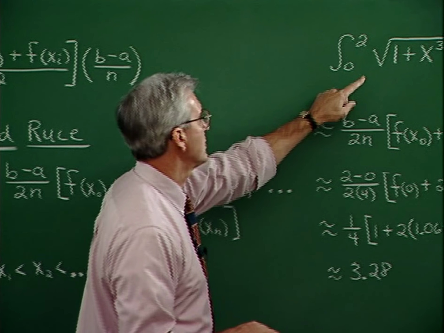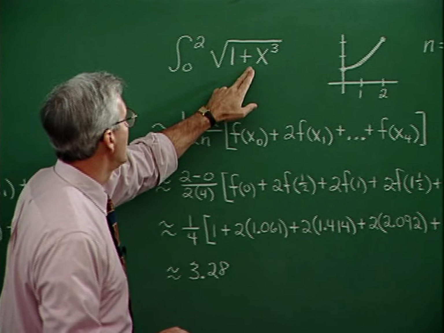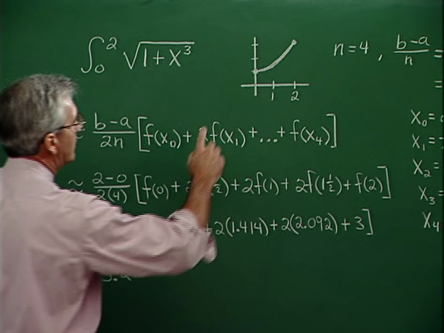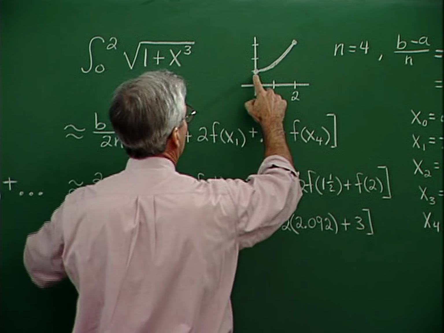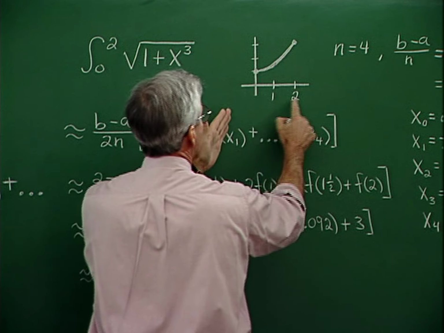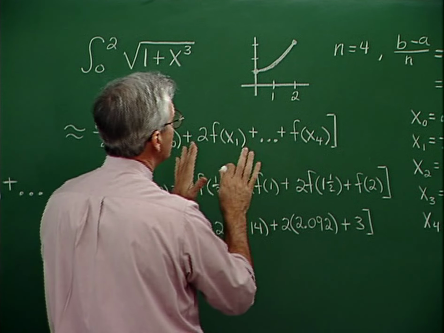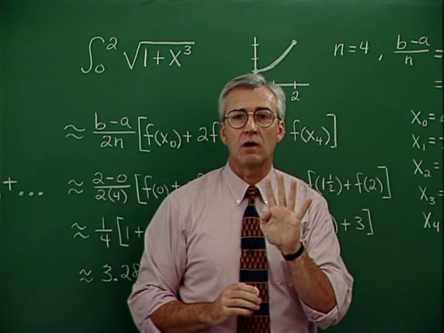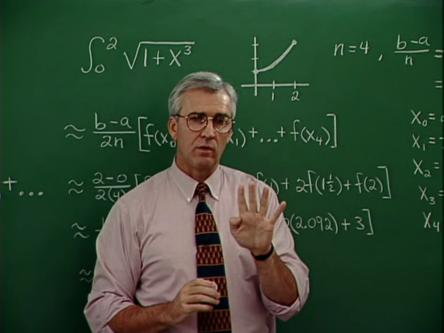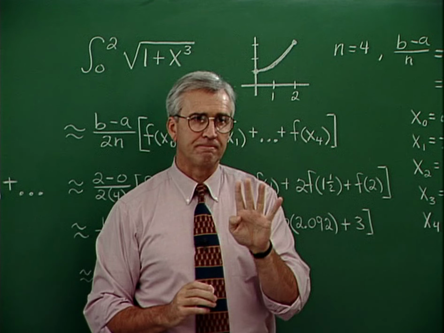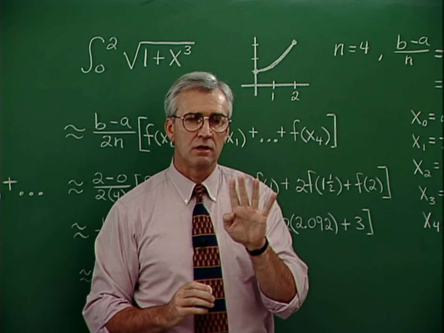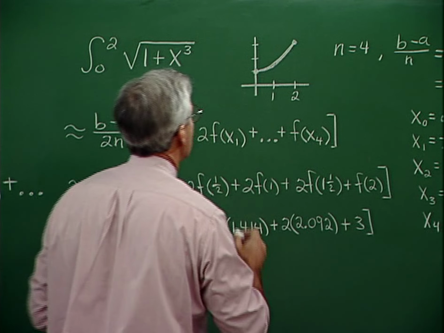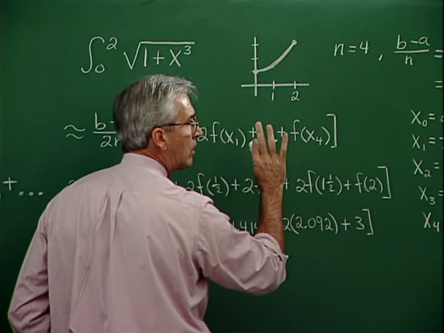Let's consider this function that we talked about earlier, the square root of 1 plus x cubed over the interval 0 to 2. Now look at it graphically. The graph of this looks like this over this interval from 0 to 2. And we're going to use 4 trapezoids here. Only 4 trapezoids, and we're going to approximate the integral within that interval, this definite integral. And we'll see how remarkably accurate the process is. Now we're going to divide using 4 trapezoids.